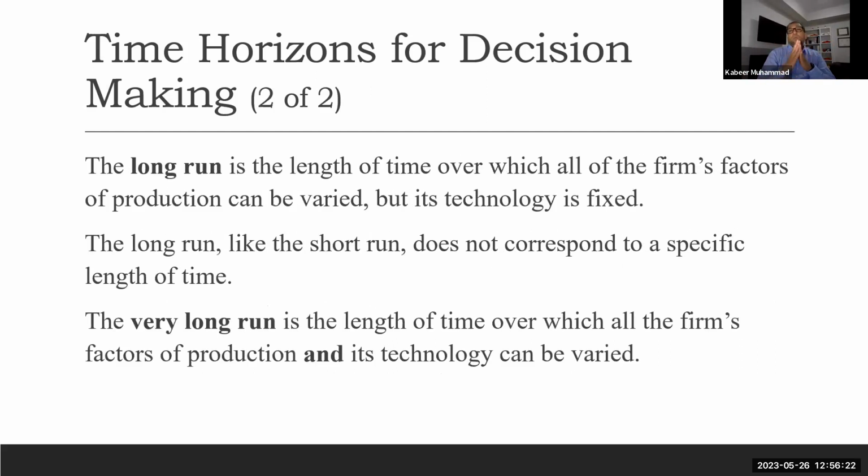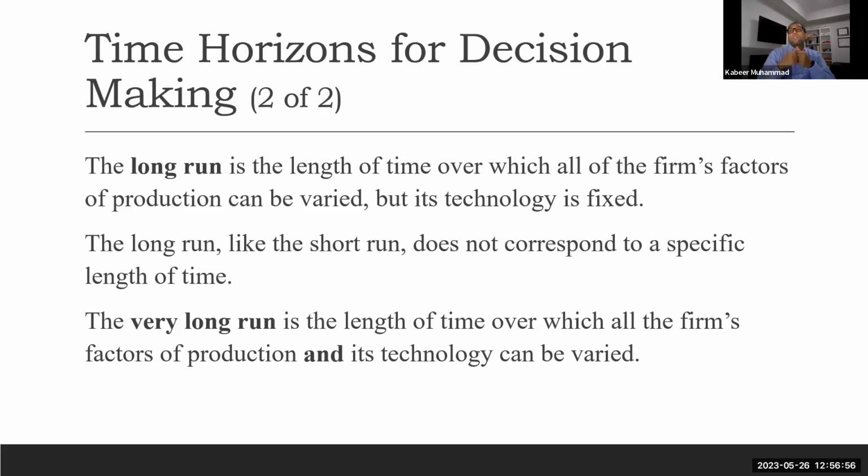So in the long run, what is happening? Long run is the length of time over which a firm's factors of production can be varied, but its technology is fixed. So technology is fixed, but all the factors of production are variable. A farmer can buy new land or lease new land. A plant owner of a manufacturing company can install a new plant with a larger capacity. The time period in which this is possible is called the long run.